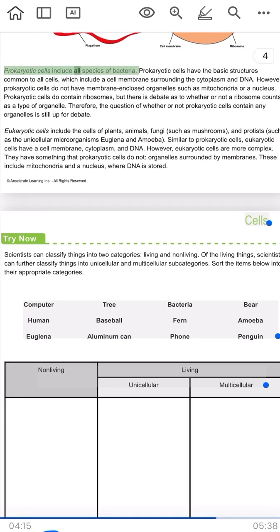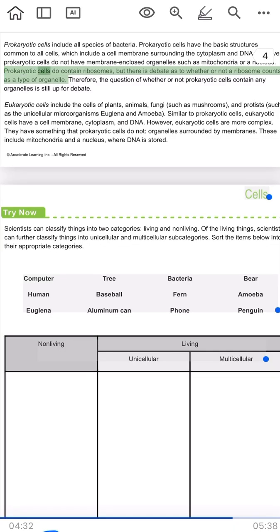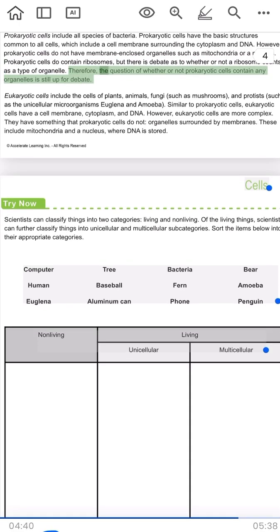Prokaryotic cells include all species of bacteria. Prokaryotic cells have the basic structures common to all cells, which include a cell membrane surrounding the cytoplasm and DNA. However, prokaryotic cells do not have membrane-enclosed organelles such as mitochondria or a nucleus. Prokaryotic cells do contain ribosomes, but there is debate as to whether or not a ribosome counts as a type of organelle. Therefore, the question of whether or not prokaryotic cells contain any organelles is still up for debate.